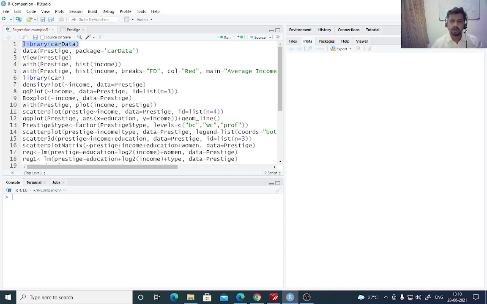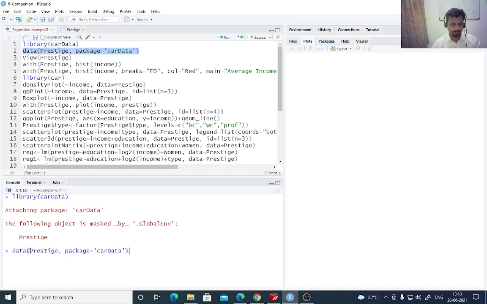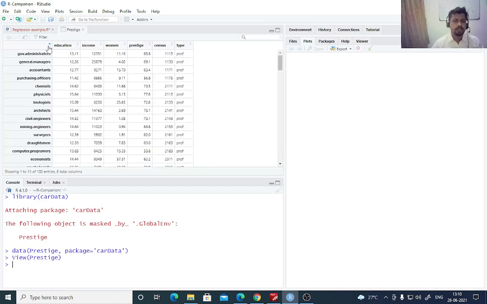So if you have already installed the package carData, you need not install it again. In case you have not, you need to install it first and then call the library function. Alright, so the data that I have used is the Prestige data. Now we can just view the entire data set by calling the function View. Mind it that V must be in capital letter. So you see here you get the entire data.